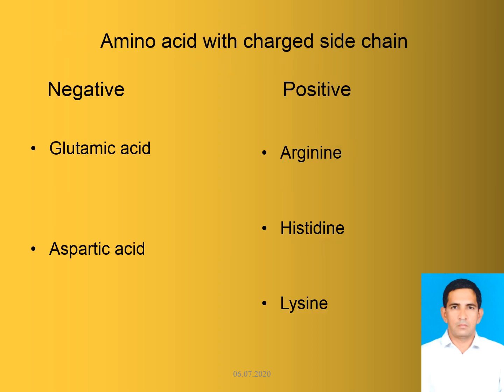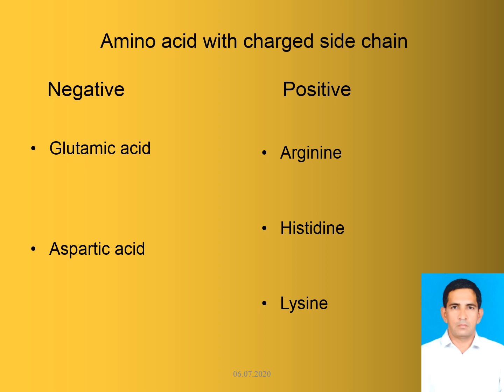Next slide. Amino acids with charged side chains, negative and positive. Negative: glutamic acid, aspartic acid. Positive: arginine, histidine and lysine. Among the 20 common amino acids, 5 have a side chain which can be charged at pH equal to 7.